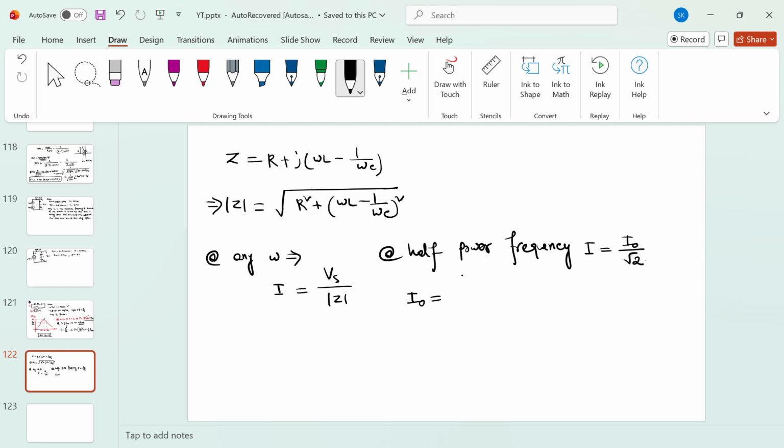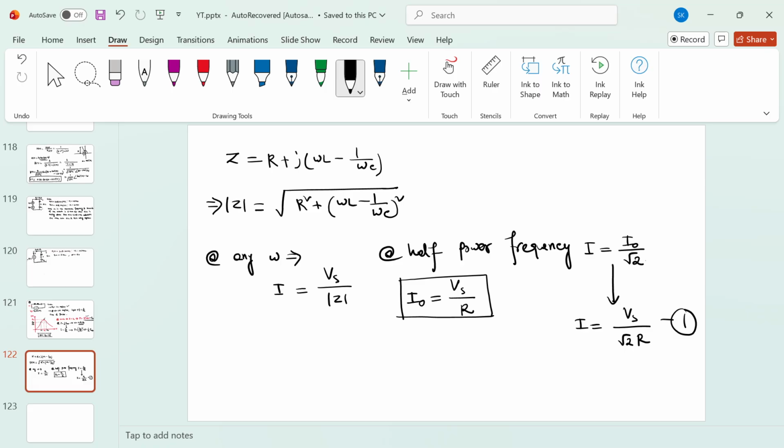I naught is the maximum current, that means current at resonance condition, and at resonance condition the reactive portion becomes simply zero. So Vs by R. Okay, so this is the I naught value at resonance conditions. So if you put this here, you will get I is equals to Vs by root 2R. This is one equation.